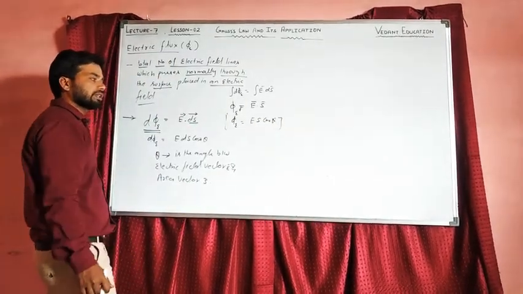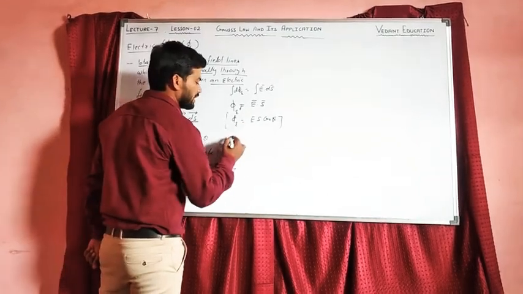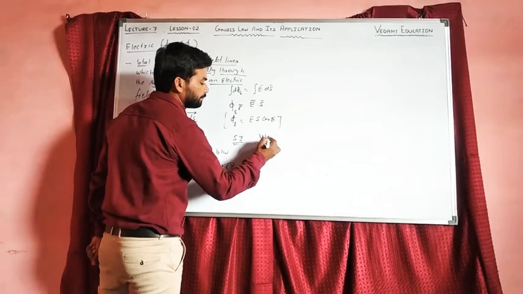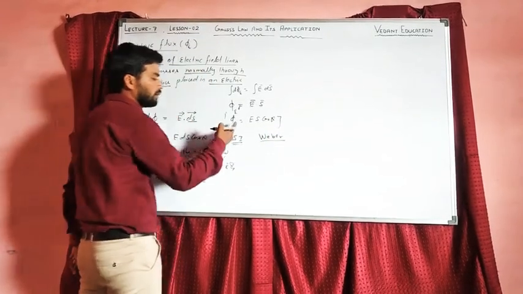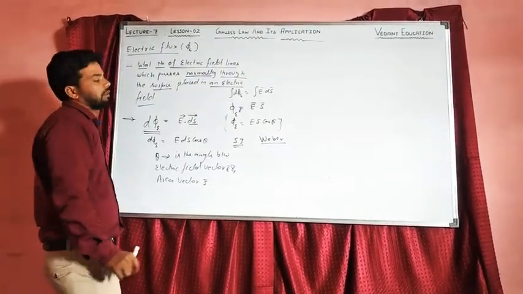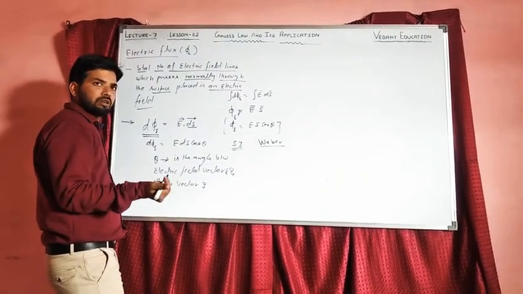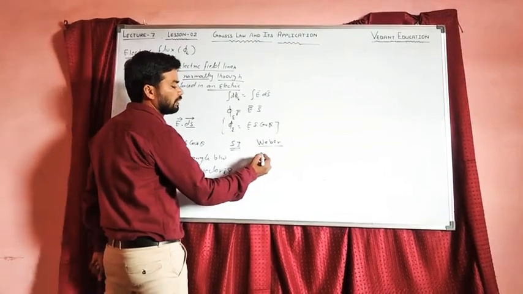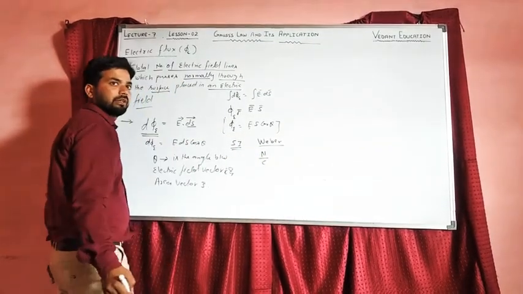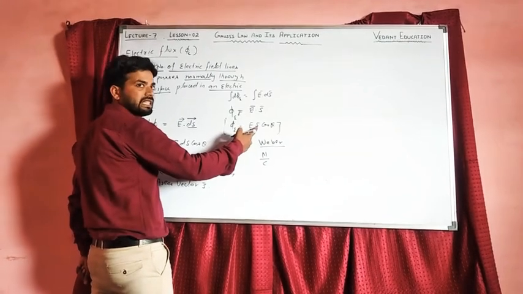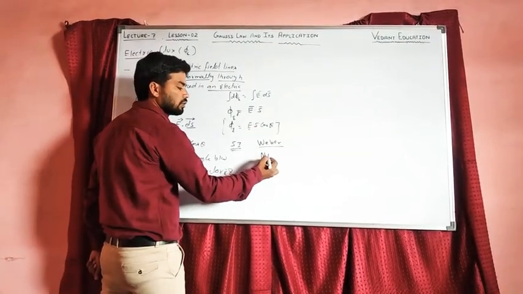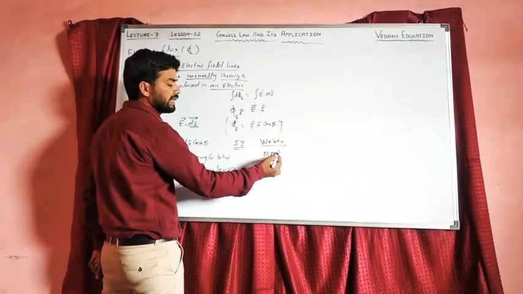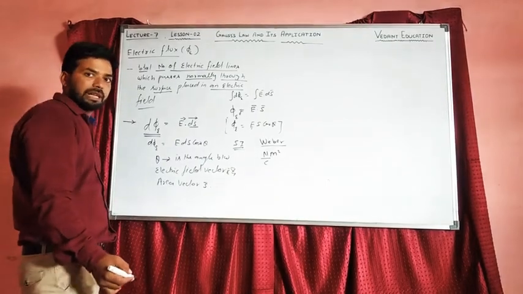What is the unit of flux? The SI unit of flux is Weber. You can also take the MKS unit. What is the unit of electric field? Newton per Coulomb. What is the unit of area S? Meter square. So the MKS unit of electric flux is Newton meter square per Coulomb.